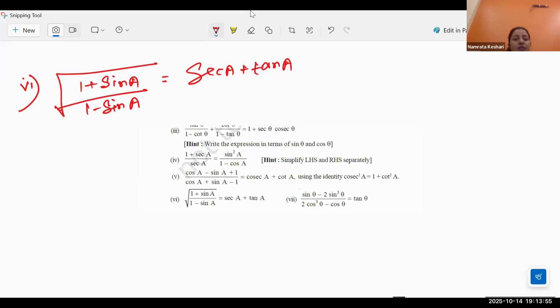Why are we going to do so? See the left hand side. I'm going to take the left hand side because in most questions I take the left hand side only. If I cannot do anything at all with the left hand side, then I'll think about taking the right hand side.